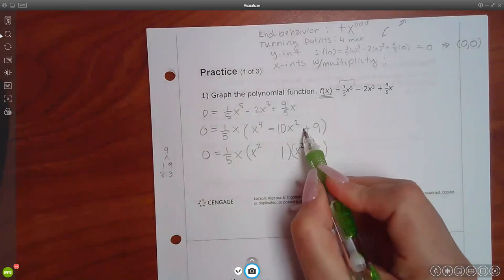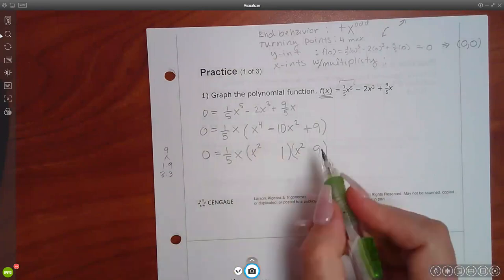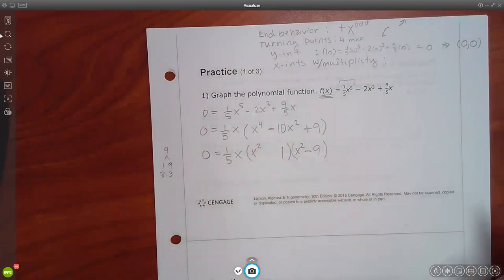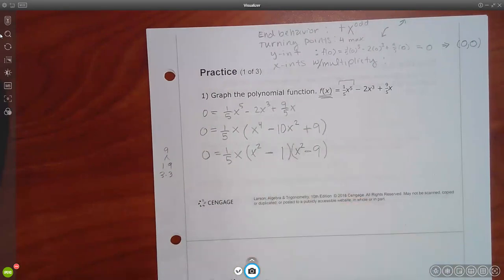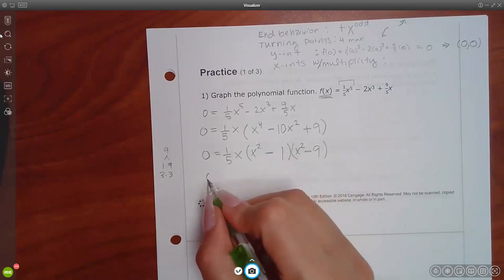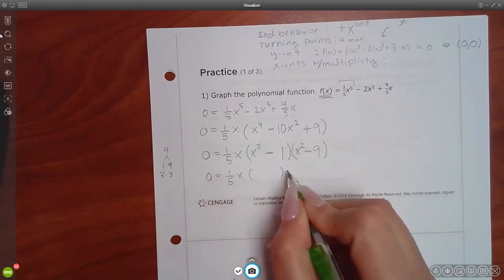Positive when I multiply means they either both have to be positive or they both have to be negative, right? This guy always tells you this is the sign of the bigger number. And if that one's negative, how am I going to get a positive 9? Only if this one's negative also, right? But now I have two difference of squares.